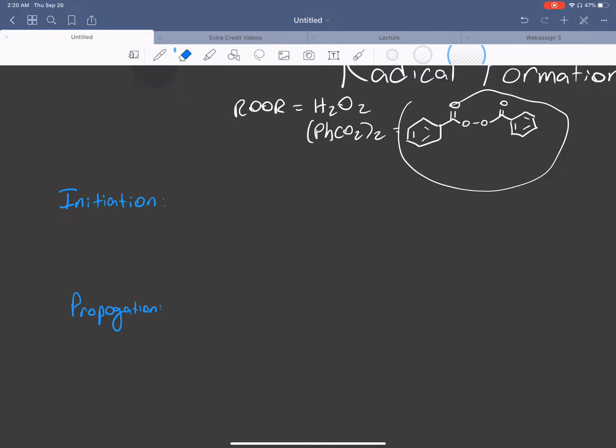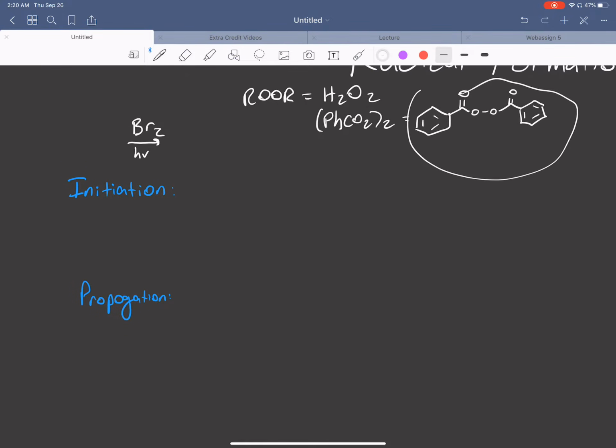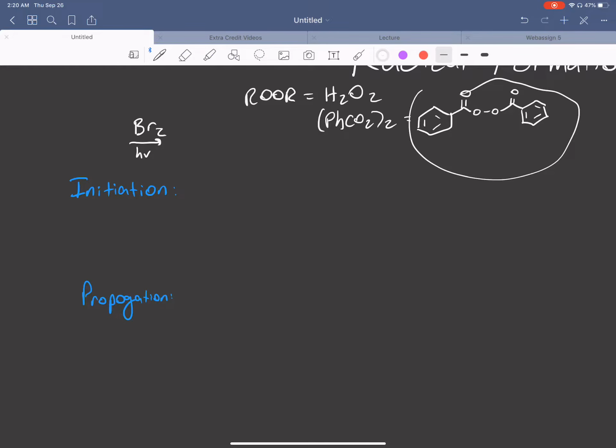So now what we're going to talk about is this radical reaction, Br2, with something like light or heat. So light can be written as hv, just in case you see it on a test that way. And what the difference here is that it works with alkanes, not alkenes. All right. And so the initiation step is actually a little bit simpler than our first reaction.